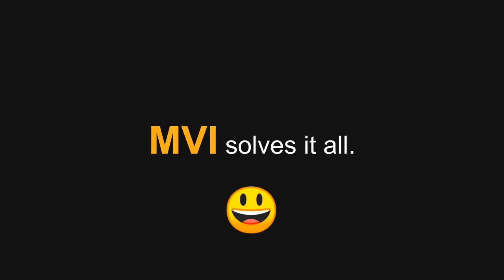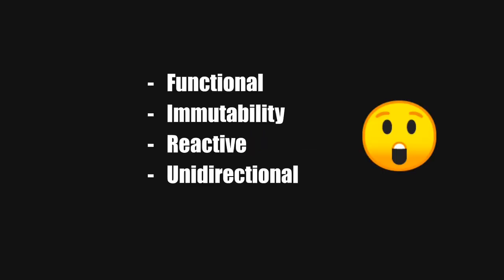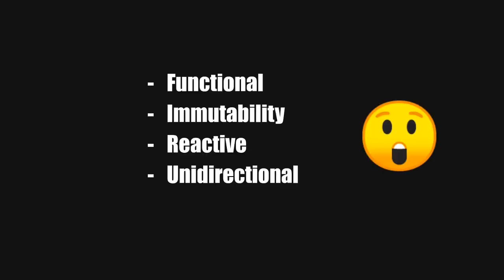We have MVI, and MVI solves it all. So what does MVI offer to us? MVI is functional, immutable, reactive, and unidirectional. Functional: you can use functional paradigms in this MVI pattern. Then your state becomes immutable, that is, no more ambiguity in the states. And the second most important thing is that it's reactive. Reactive means you can observe the state and then react to those changes.